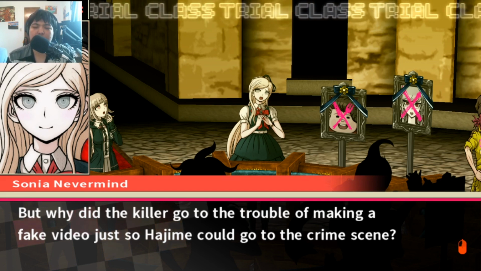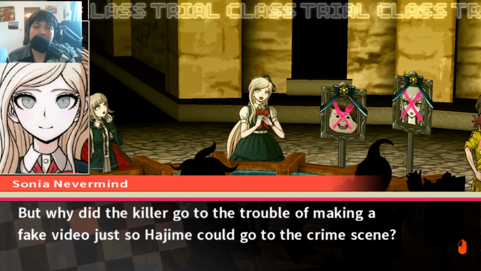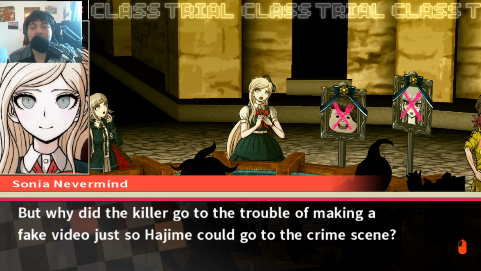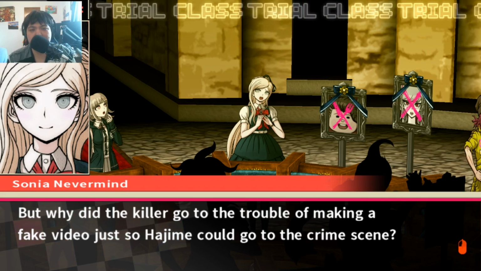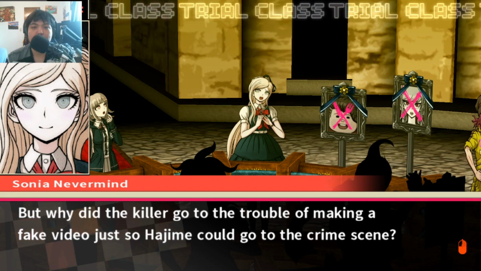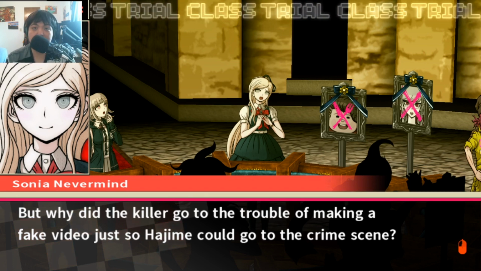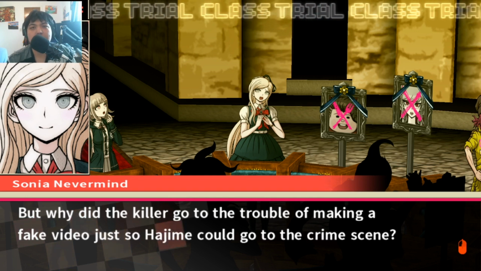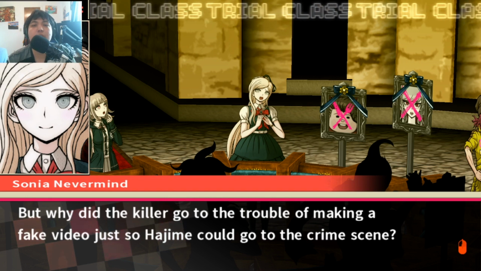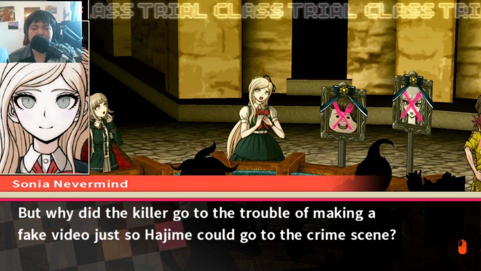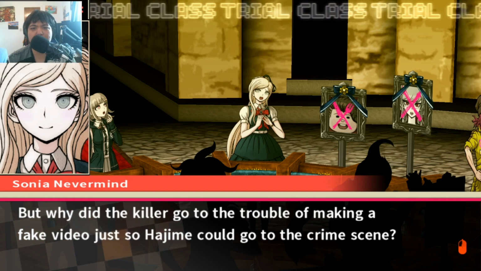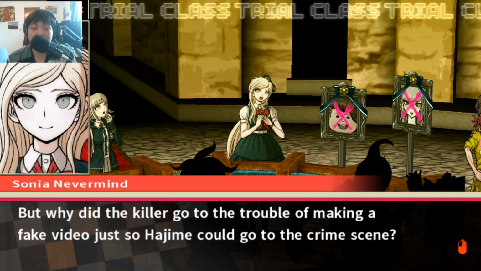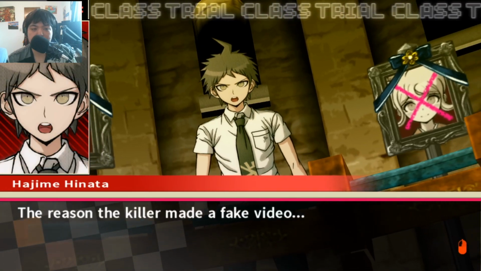There's the people who were in the hospital: Hajime, Mikan, and those two who were affected by the disease, Nagito and Akane, like I said before. But those two couldn't do it because they're still affected by the disease, and Hajime was watching the video itself. The only person who could have done all this has to be Mikan. But Mikan said she would go to the on-call room to rest because she was very tired from working all day. The reason the killer made a fake video.